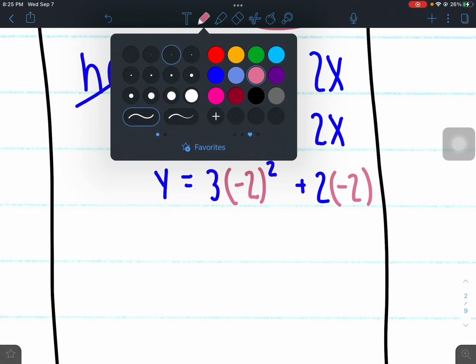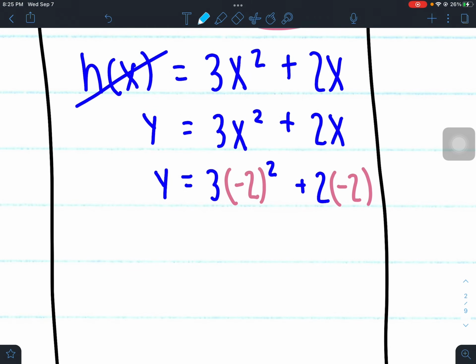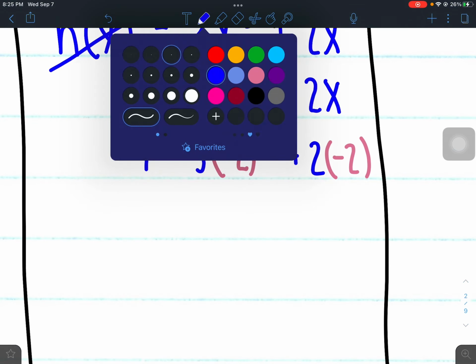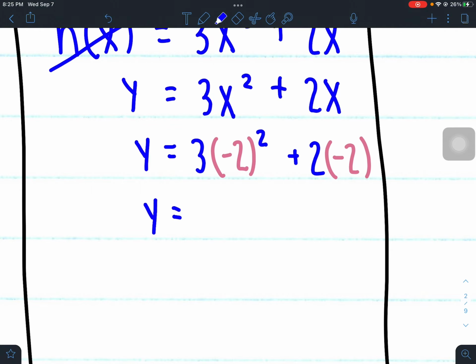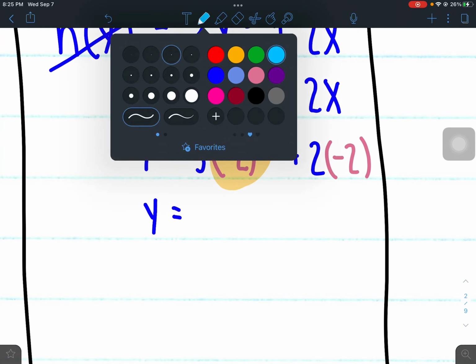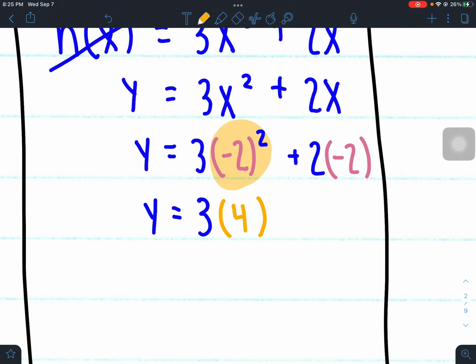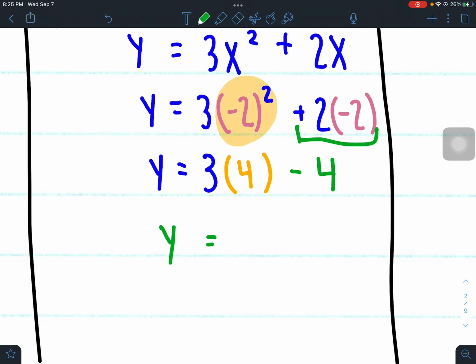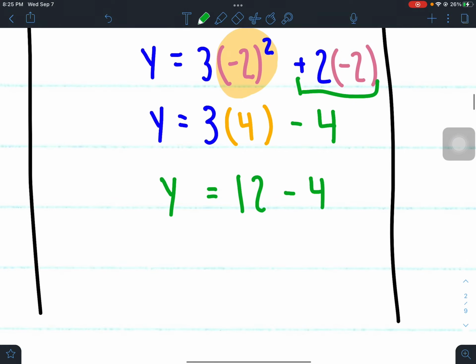Again, you can do this all in your head, or you can, not all in your head, but all on paper, by hand, or you can use a calculator. So I'll do it by hand first and then show you in the calculator. So we have y equals, now when we're doing this part here, you need to actually calculate negative 2 squared first. So negative 2 squared in this case is going to be positive 4. And then this section over here, 2 times negative 2 is negative 4. From here we have 3 times 4, which is 12. And then we have 12 minus 4, which is 8. So I got the answer 8.